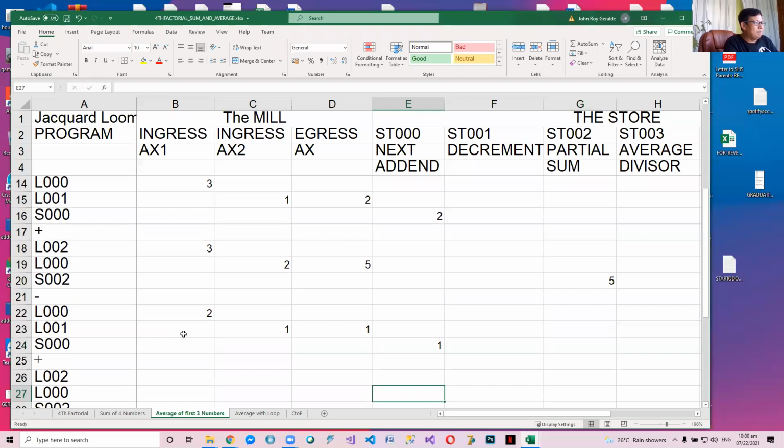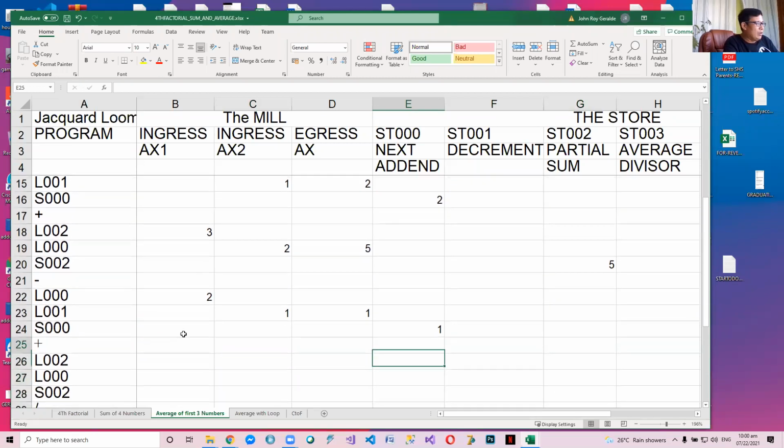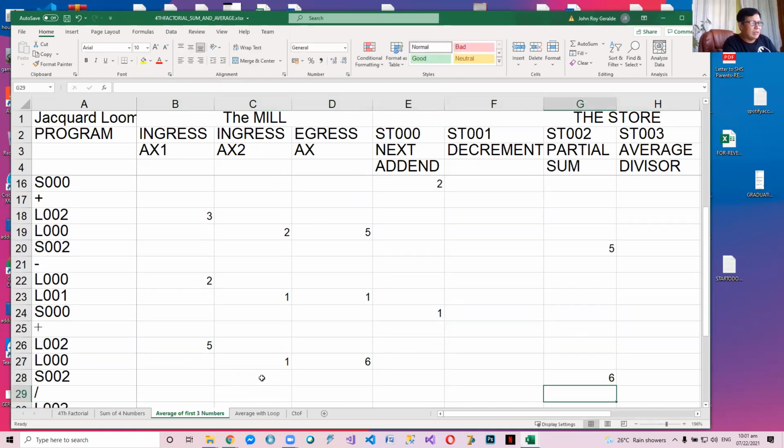Having computed the next addend, we are going to load our partial sum in 2. This is our partial sum. So we load it. Okay, and we will load the next addend. The next addend is in 000, which is 1, which is here. And we plus, so this becomes 6. We store it as our next partial sum, which is 6. Okay. Now we have the final sum, which is 6.